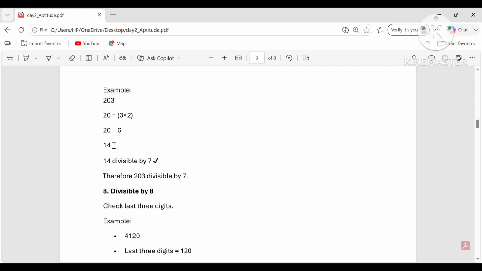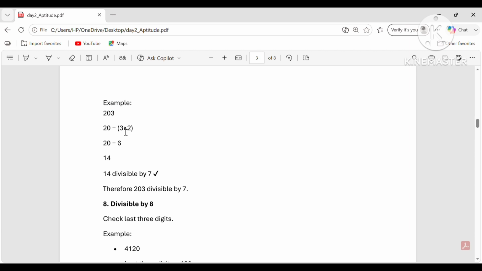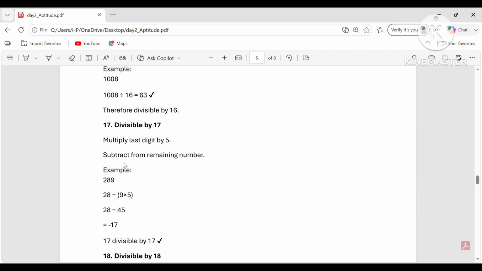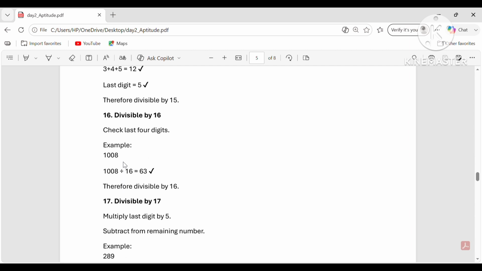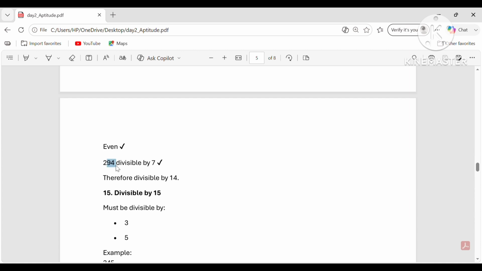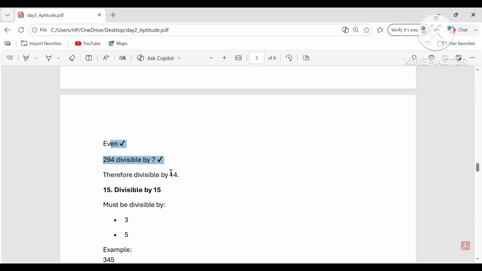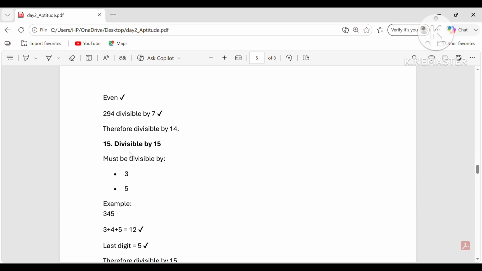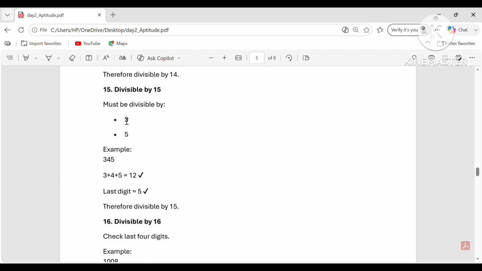And coming to divisibility by 14, it must be divisible by 2 and 7. That means 2 times 7 is 14. That is why we need to check 2 divisibility and 7 divisibility individually. Then if both divisibilities are okay, then the divisibility by 14 of this number is also okay. For that we need to check even or not. The last digit is even and also divisible by 7. How do we check divisibility by 7?